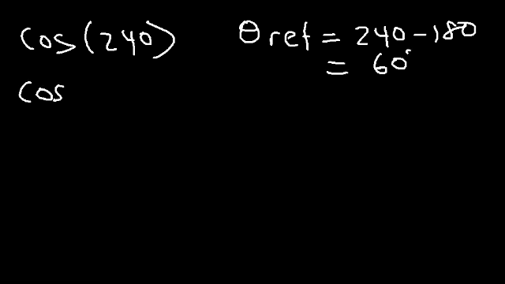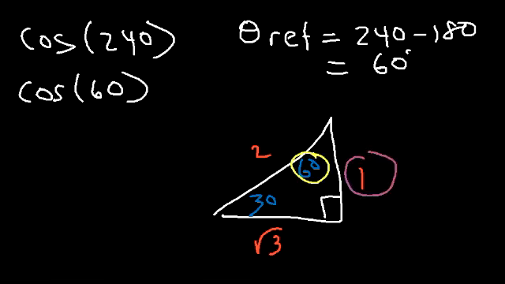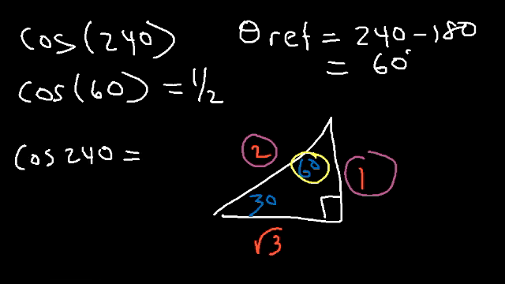So we need to find the value of cosine 60. That's going to help us to calculate cosine 240. So let's draw the reference triangle. We have the 30, 60, 90 triangle. Across the 30 is 1, across the 60 is root 3, across the 90 is 2. So we're looking for cosine 60. Cosine is adjacent, that's next to 60, over hypotenuse. So cosine 60 is 1/2, which means that cosine 240 will also be 1/2.